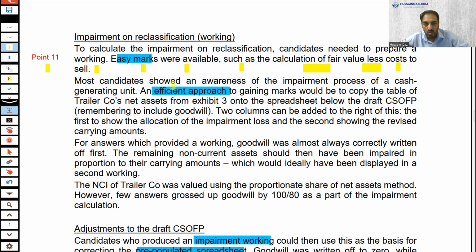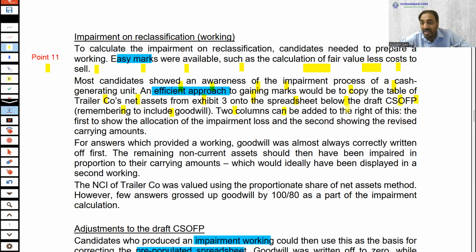Number 2, an efficient approach to gaining marks would be to copy the table of Trailer's net assets from Exhibit 3 on the spreadsheet below the draft of CSOFP. We have done the same thing. Just copy paste the text of property, plant, equipment, other intangible asset like this. But be careful. Remember to include goodwill. With Exhibit 3, goodwill details are available below the table. So that's why we must be very much careful.